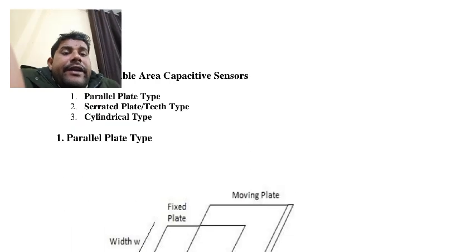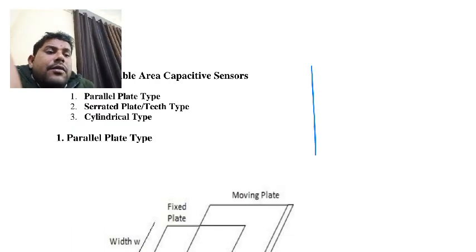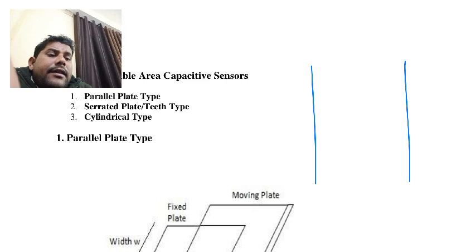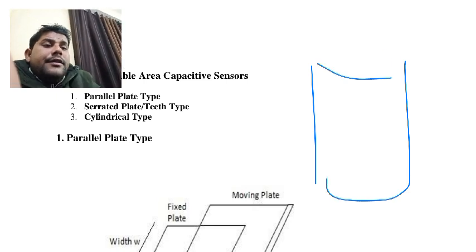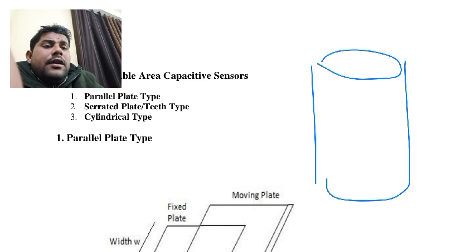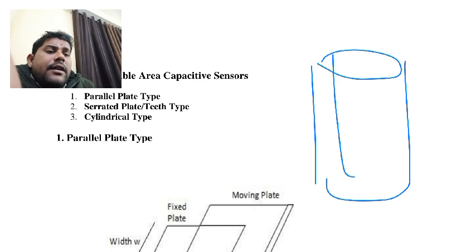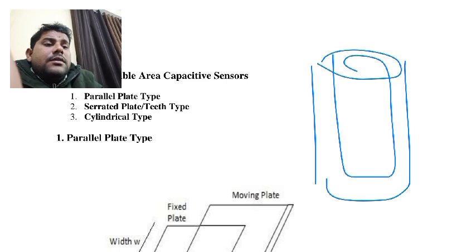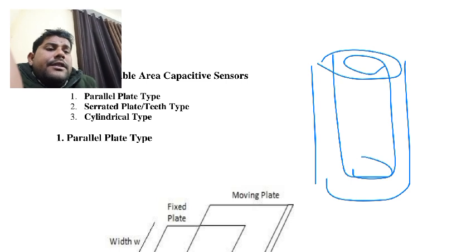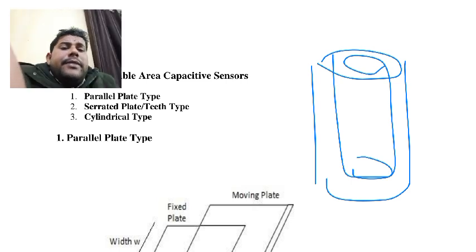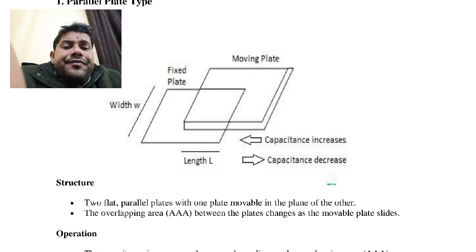And another is the cylindrical type. We can also discuss this one in this way. Two cylinders are there, one cylinder inside and another cylinder outside. So we can change the capacitance using this type of arrangement, which is called the cylindrical type arrangement.